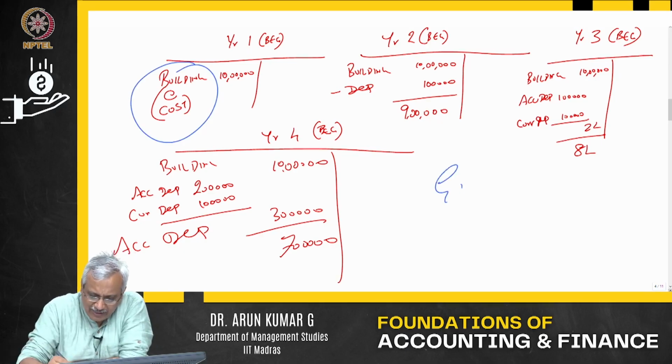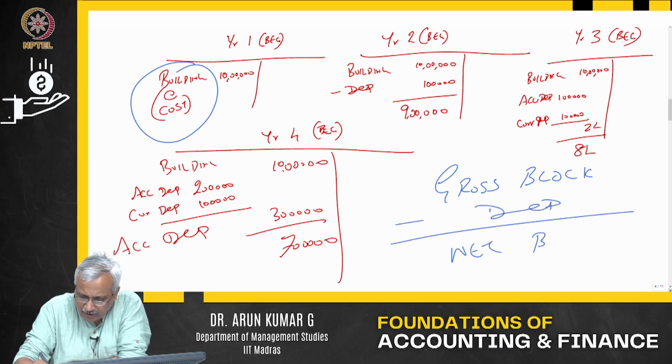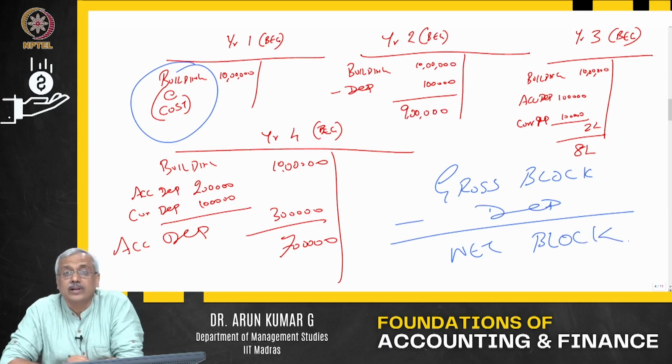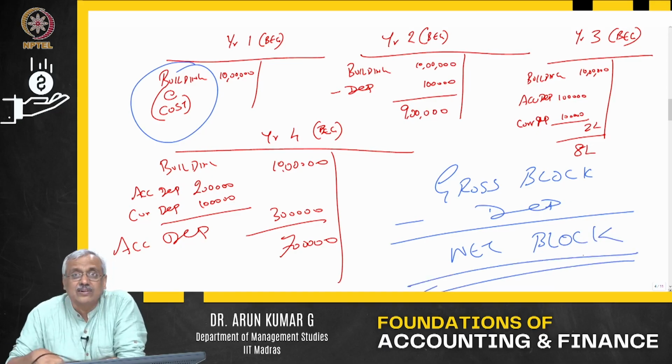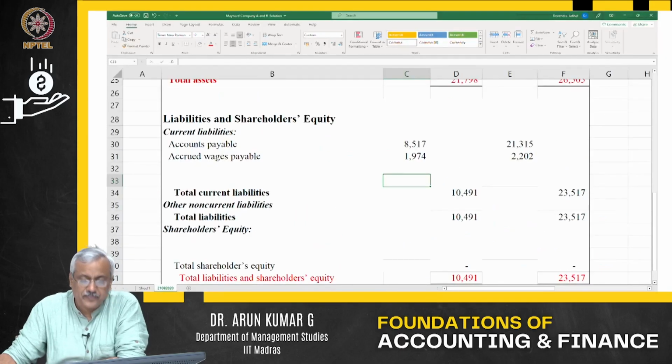Normally they will say gross block minus depreciation is what we call the net block. So, this is the language that normally is used when we work on numbers.